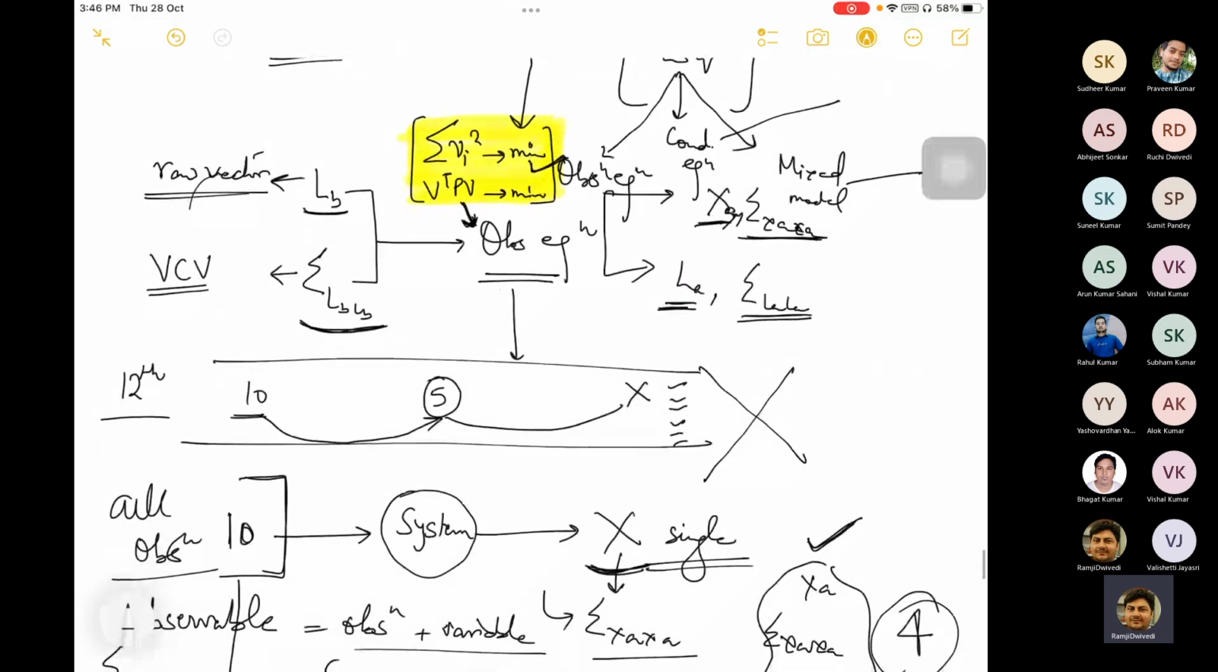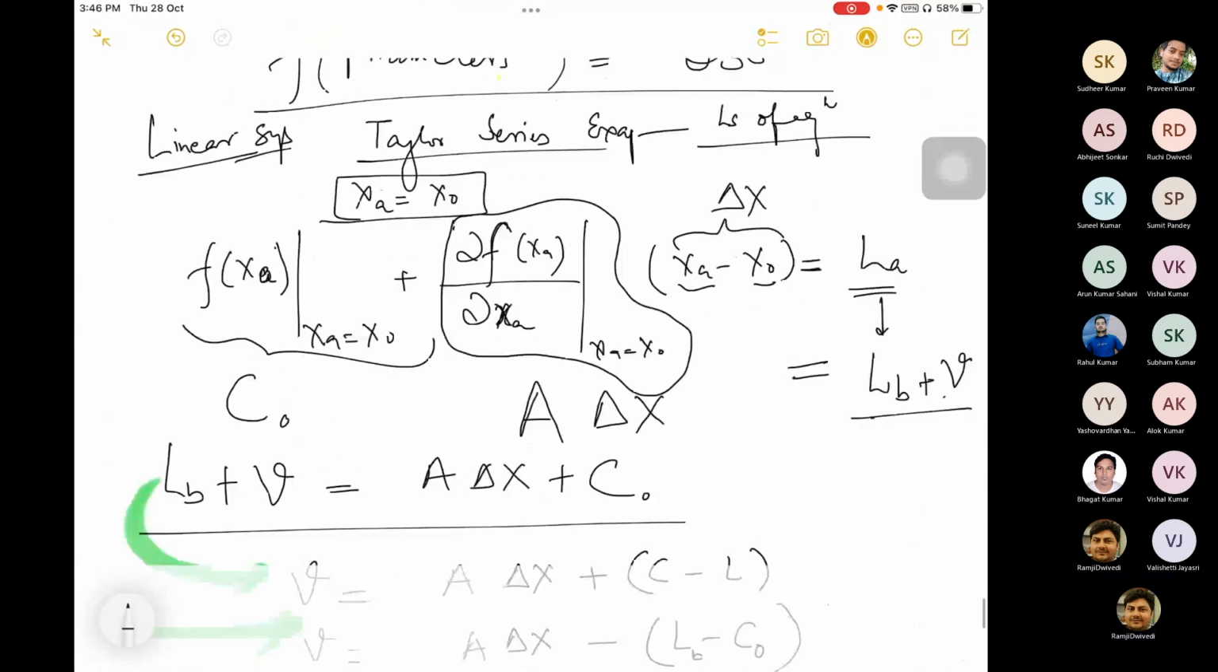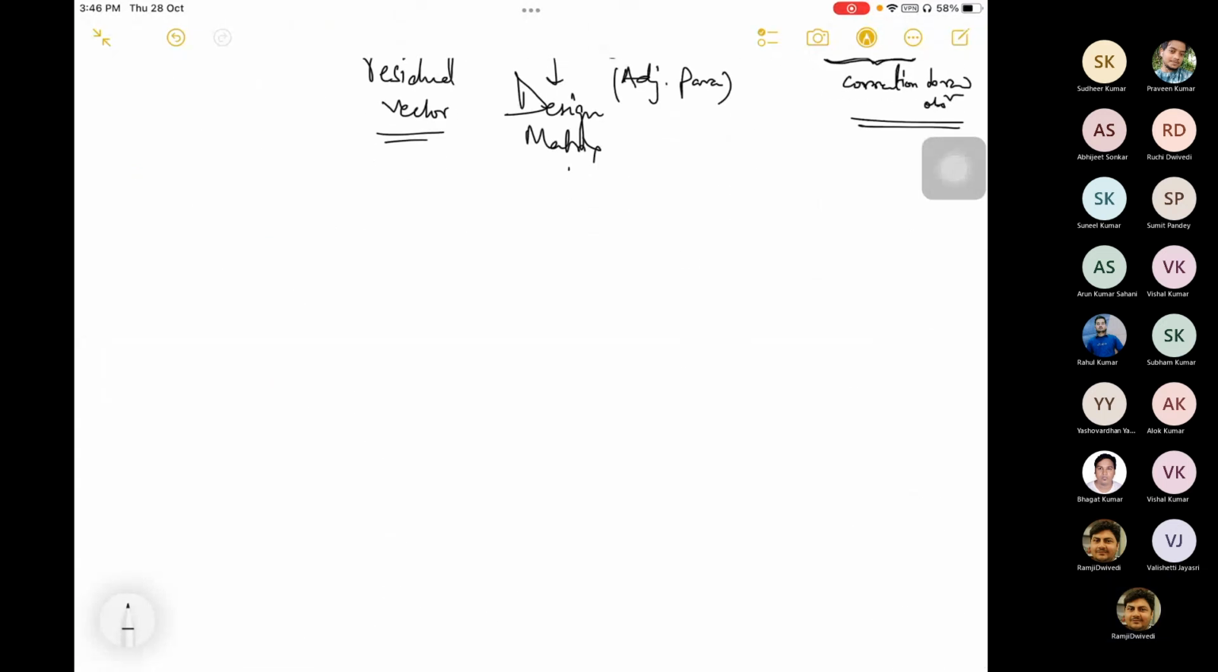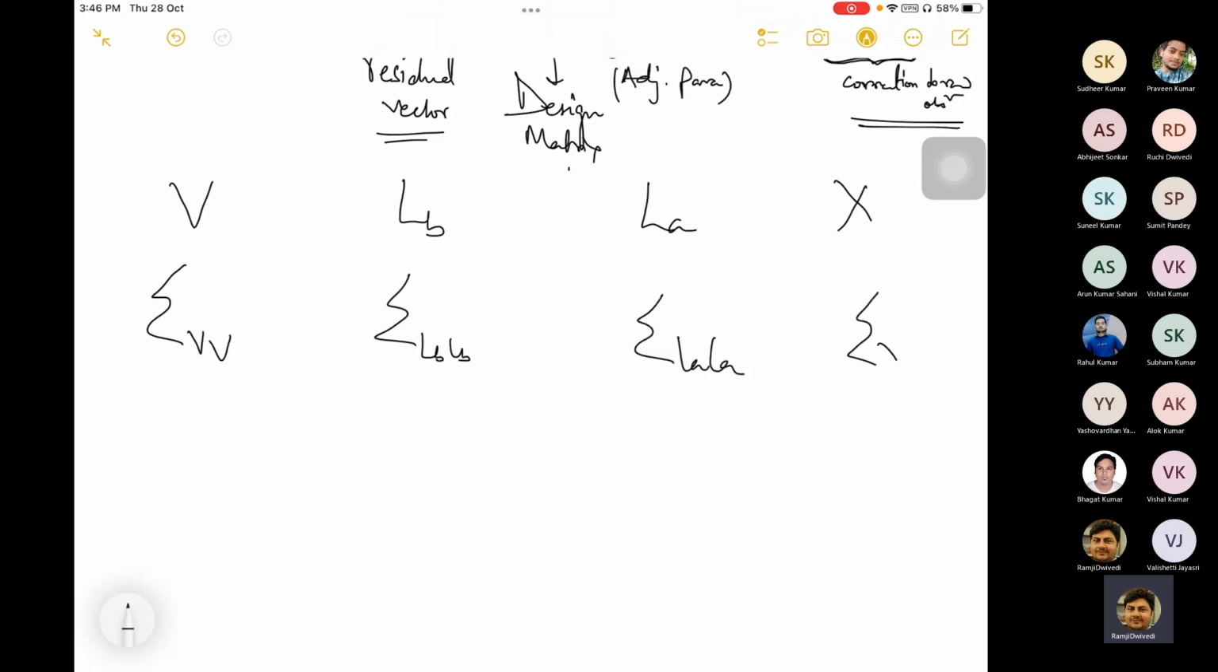Is there anyone who's got left? Is it clear? So now I'm writing V. We have got LB, we have got LA, we have got X. If we have got V, there would be sigma VV. If we have got LB, there would be sigma LB LB. There would be sigma LA LA, and sigma XA XA. Now I want the sizes for these variance covariance matrices. Please tell me one by one.